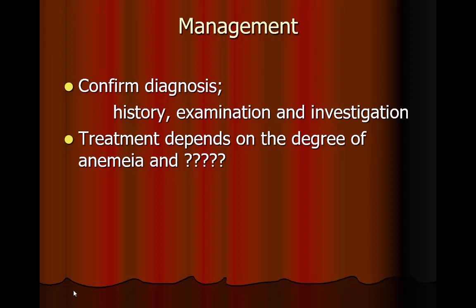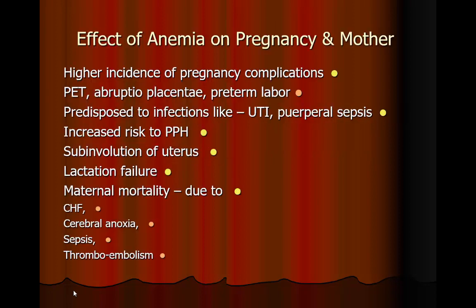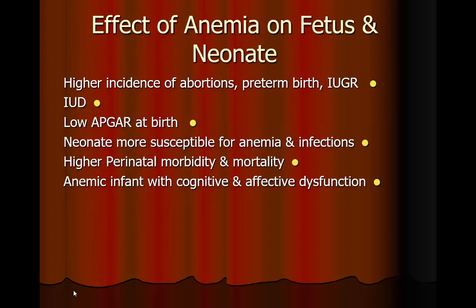Management: we must confirm the diagnosis depending on the history, clinical examination and investigations, and treatment depends on the degree of anemia and the gestational age. What are the effects of anemia on pregnancy and mother? There is a higher incidence of pregnancy complications like preeclampsia, abruption, preterm labor, predisposition to infection like UTI and pulmonary sepsis, increased risk of postpartum hemorrhage, subinvolution, lactational failure, and maternal mortality due to congestive heart failure, cerebral anoxia, sepsis, and thromboembolism.